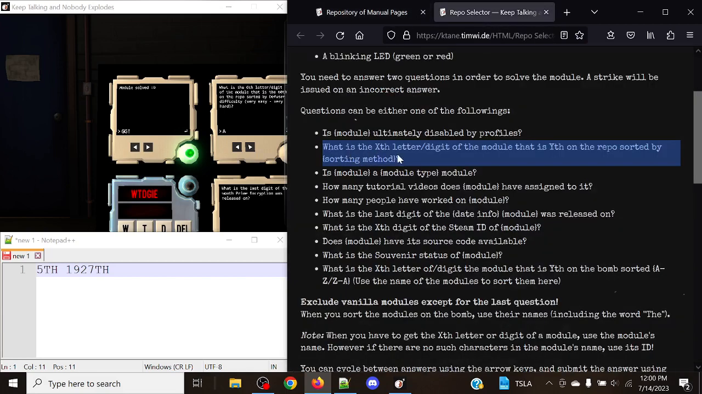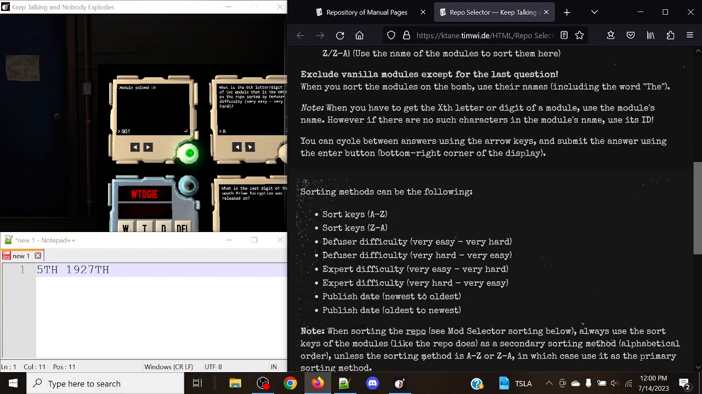So, what is the exif letter or digit of the module that is YF on the repo sorted by whatever sorting method? And the sorting methods can include some of these. Sort keys A through Z, sort keys Z through A. Diffuser difficulty, very easy, very hard. Very hard, very easy. Expert difficulty, very easy, very hard. Expert difficulty, very hard, very easy. Published date, newest to oldest, and published date, oldest to newest.